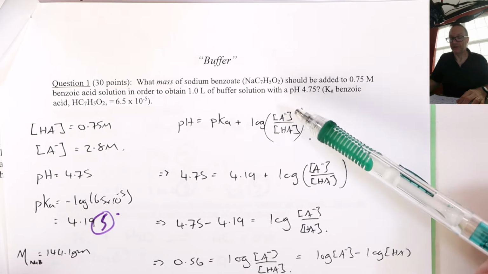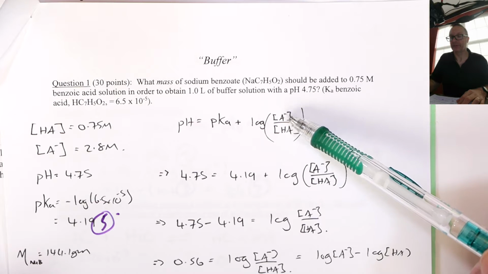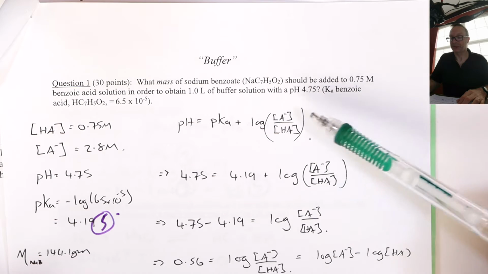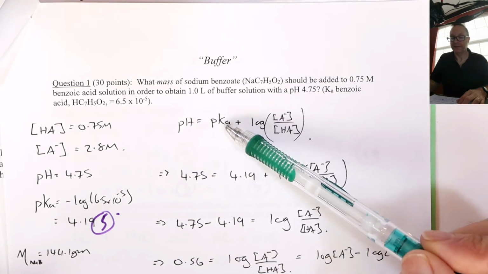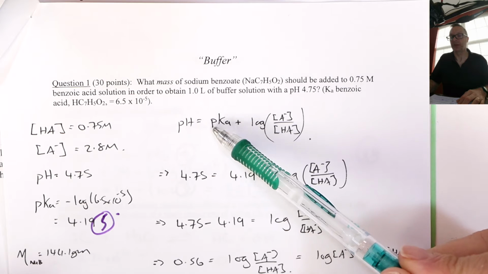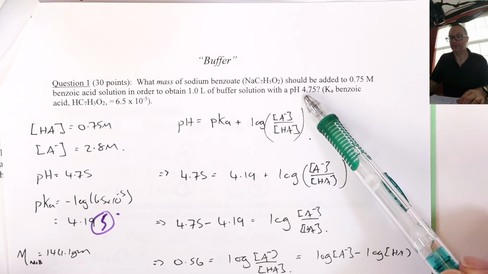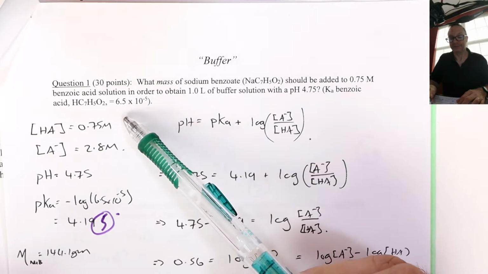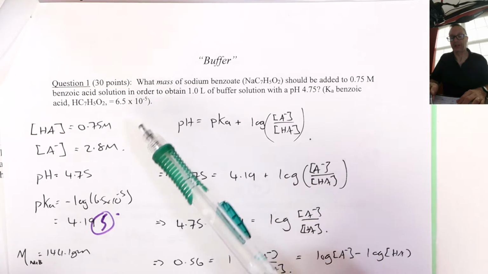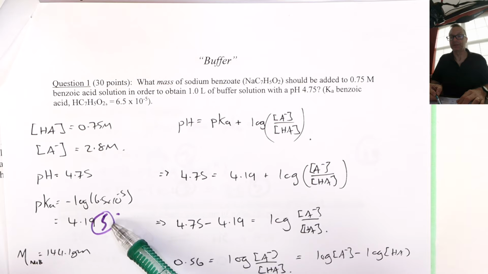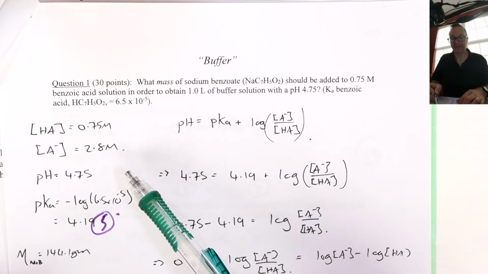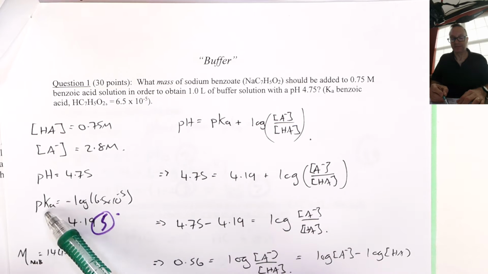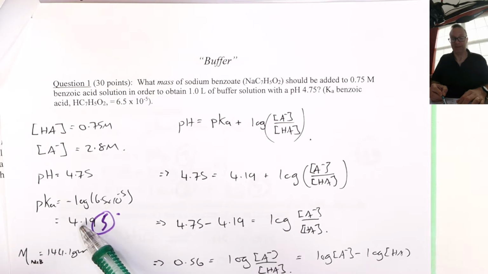So we've got to figure out the concentration of this, and then we can figure out grams: molecular weight, moles. This is given. These can be either given or determined. So we see the pH has to be 4.75 for the buffer, and the Ka of this is 6.5 times 10 to the minus 5. So if we list our variables, we have everything we need when we turn Ka into pKa. That's what I did here.